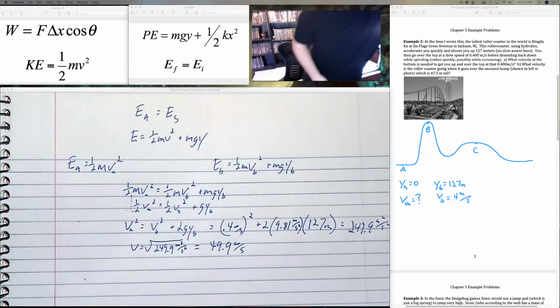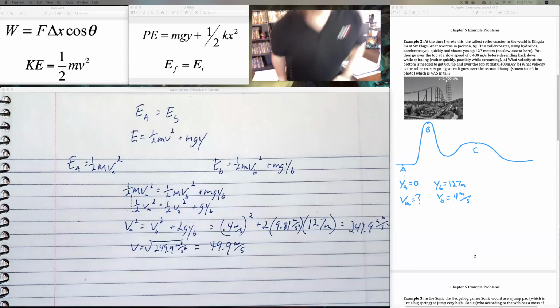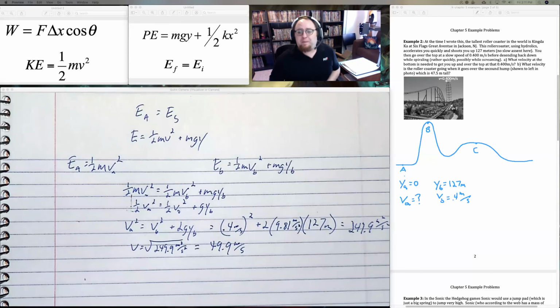So another slide. Part B says, what is the velocity when the roller coaster goes over the second hump? And then they say it is at a height of 47.5 meters. That's a horrible question, Mark.